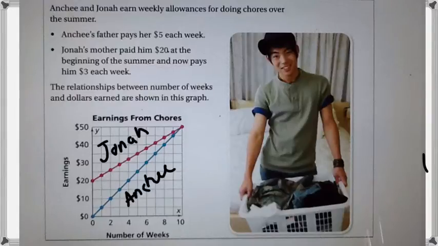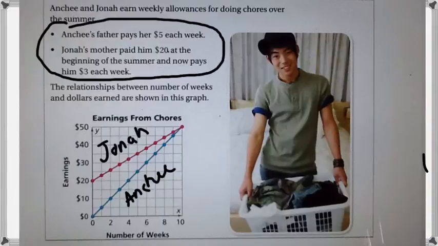So they're telling you that they both earn weekly allowances for doing chores over the summer. Inchi's father pays her $5 each week, and Jonah's mother pays him $20 at the beginning of the summer and then pays him $3 every week. And so I can actually figure out the equations just from this information. I don't need to use the graph to do that.